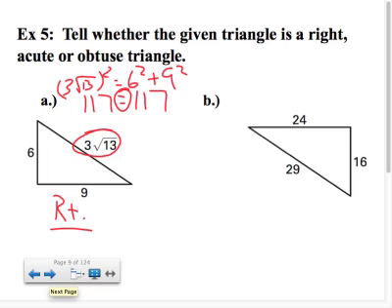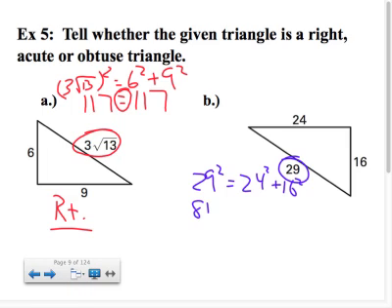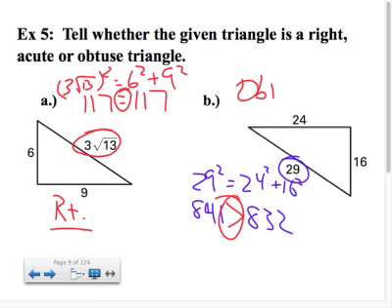In part B, I do the same thing. 29 is the longest side. I do 29 squared equals 24 squared plus 16 squared. And then I just simplify it out. So 29 squared is 841. And then on the right-hand side, I have 24 squared plus 16 squared, and that equals 832. Well, clearly these are not equal, so I've got to replace the equal sign. 841 is greater than 832. If this is greater than, that makes this triangle obtuse.